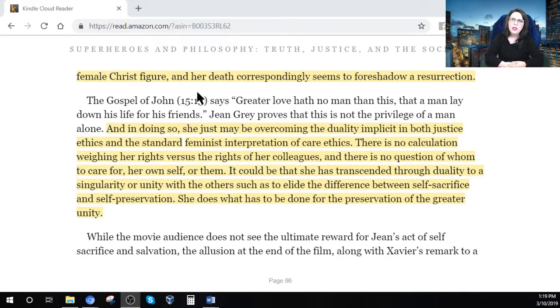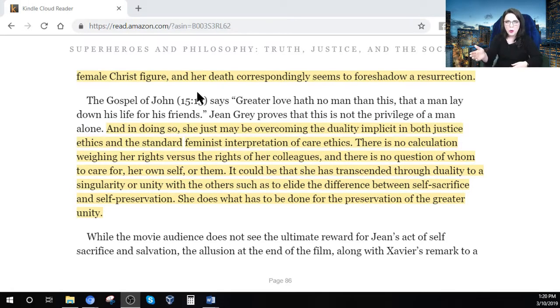And then we also talked about personalism, and that superheroes take on a personalistic thought process in which they can't choose one person over another person. They have to save everybody. So my question to you is, do you think that Jean's act is utilitarianism, or do you think it's personalism? And explain your answer. Why do you think that?